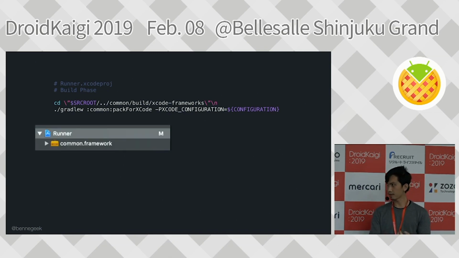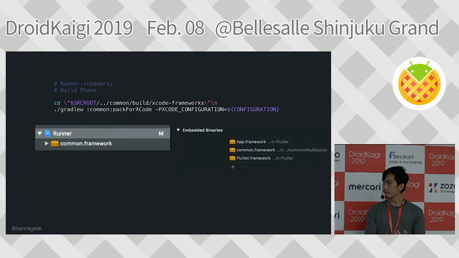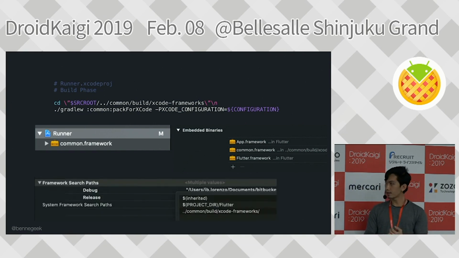So some screenshots from the Xcode project. You need to add the framework that you generate, of course. Gradle doesn't add this for you automatically. Just drag the framework file and make sure it's embedded in your project, in your embedded binaries. And then make sure that your Xcode project can find it in the framework search paths. So just add it to the path below there.